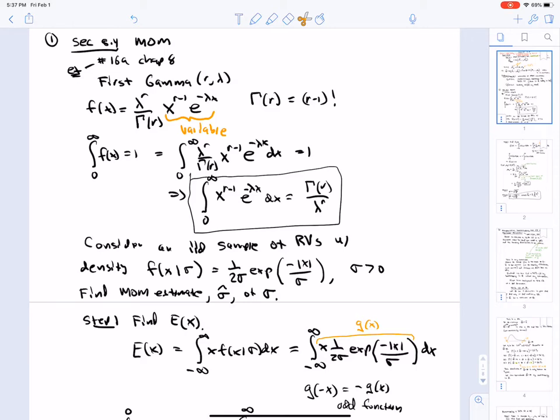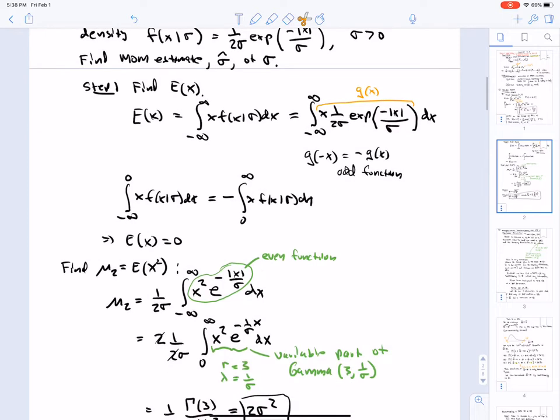So consider an IID sample of random variables with density 1 over 2 sigma times e to the minus absolute value of x over sigma, with sigma positive. Find the MOM estimate sigma hat of sigma. So our distribution has a single parameter, so we're just going to need one moment.